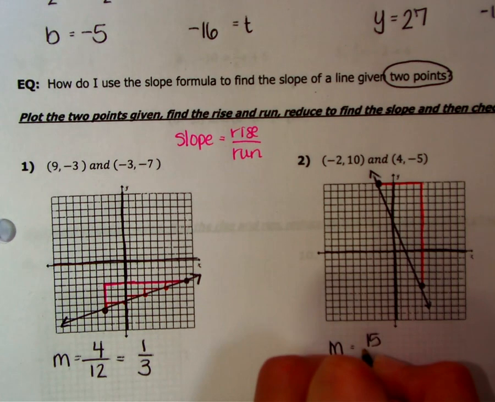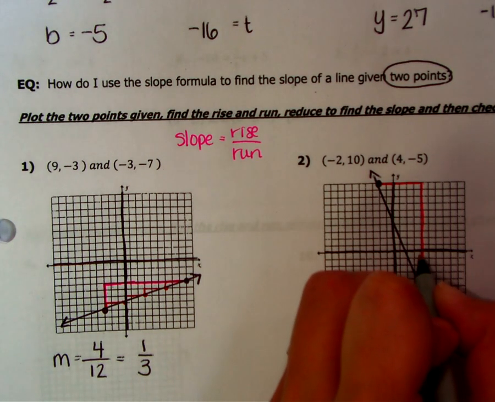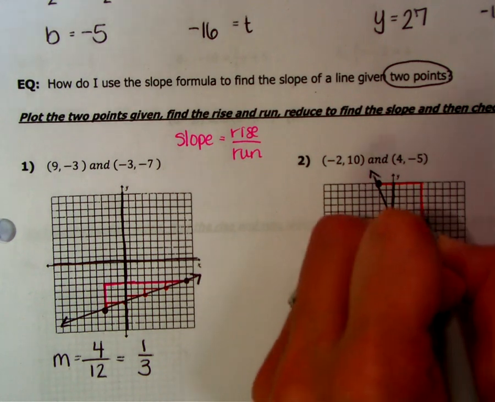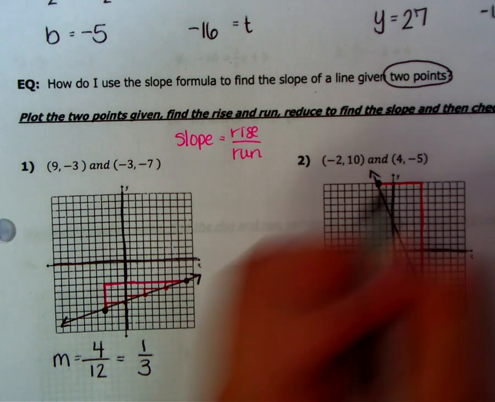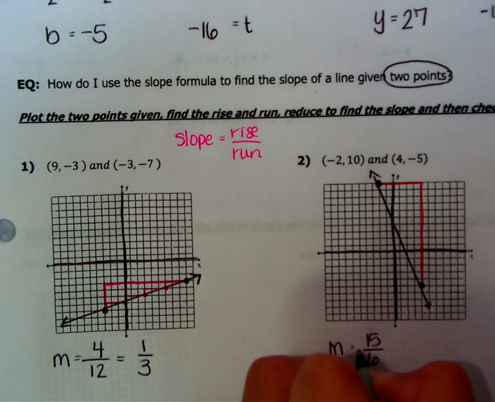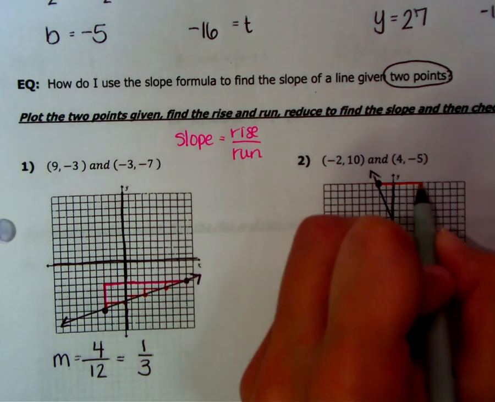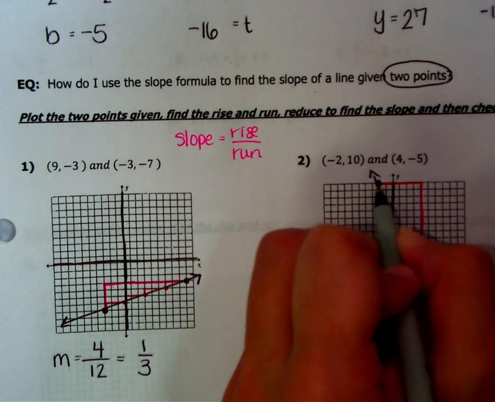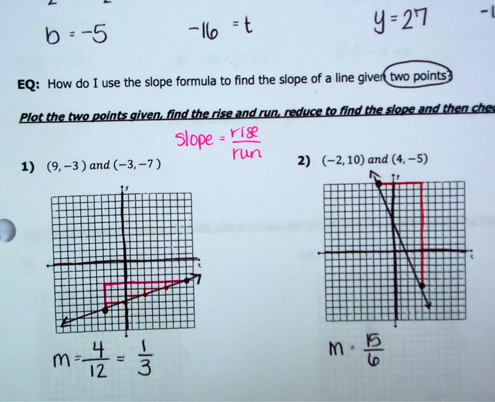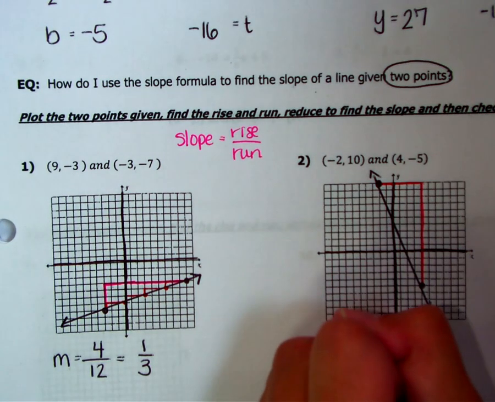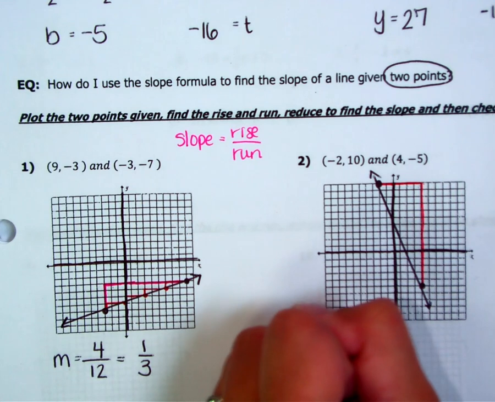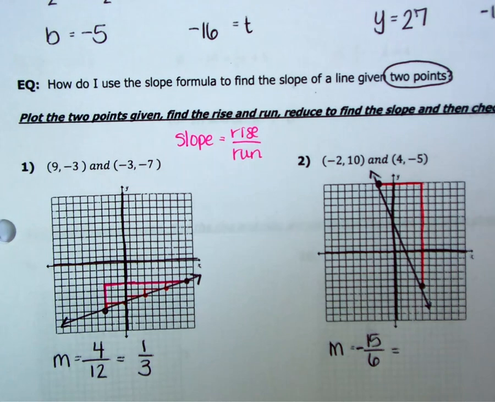14. No. 6. And how much did I run? 6. 7. 3, 4, 5, 6. I got 6. All right, does negative 15 over 6 reduce? No. Are we sure? Last time I checked.